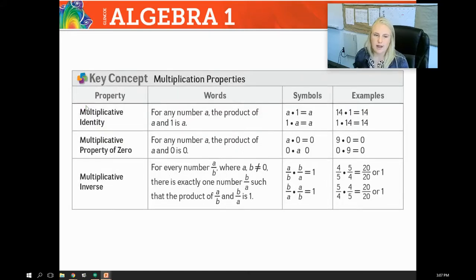So multiplication has its own identity, and you use this all the time. Any number times 1 is the number itself. So 14 times 1 is 14. 1 times 100 is 100.